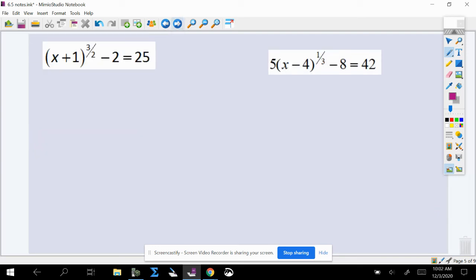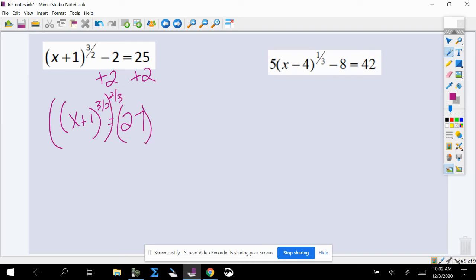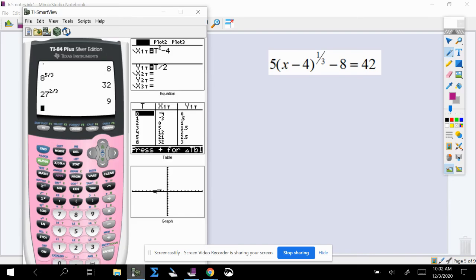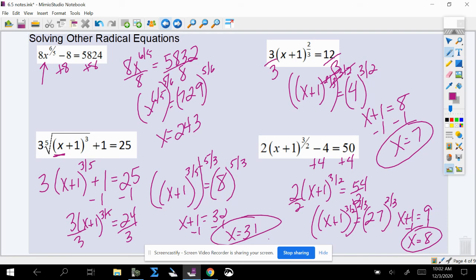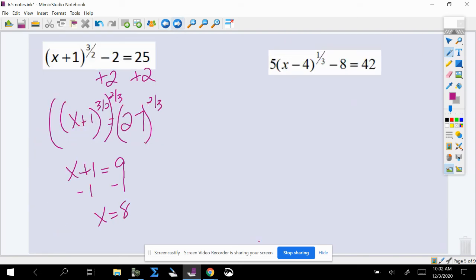So the next one is pretty similar to ones we just did as well. We're going to add 2. So we get x plus 1 to the 3/2 equals 27. Take both sides to the 2/3 power. I think we actually just did a 2/3 power one. Yep, 27 to the 2/3 power is 9. Oh, this might be the exact same question. Not the same question, but we do get the same answer. They're so similar. So we end up with x equals 8 for that one, just like the last one. And again, you can check your work by putting 8 in.